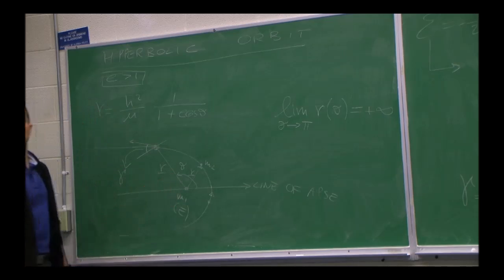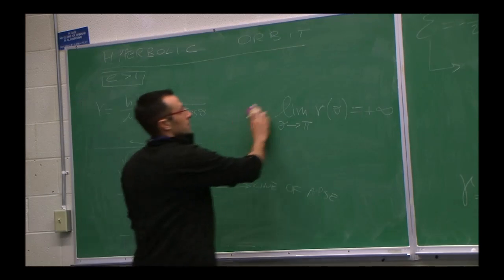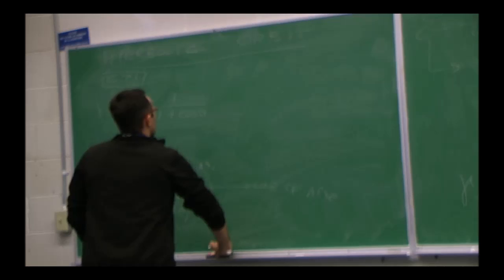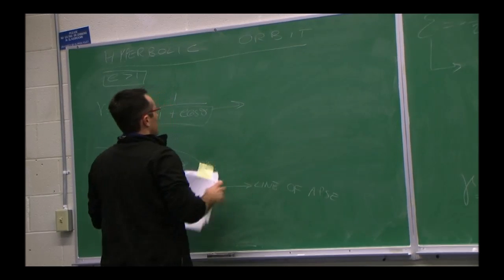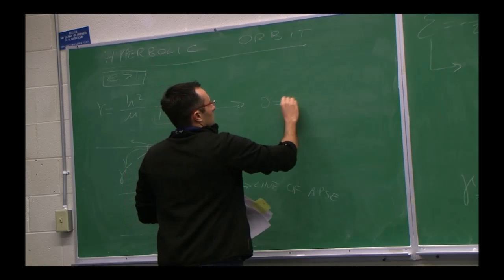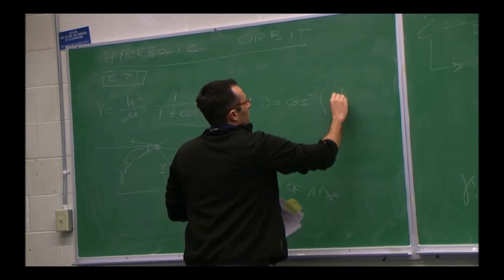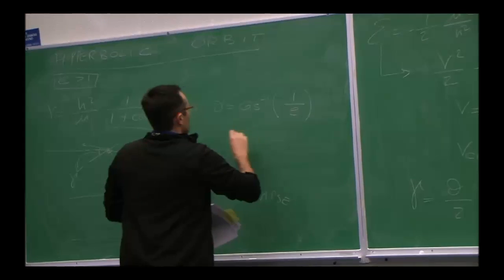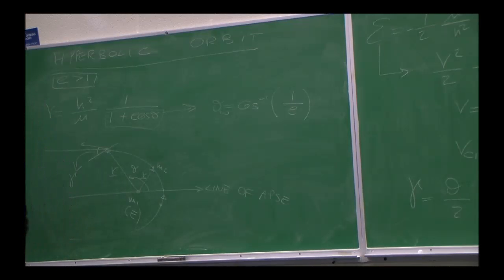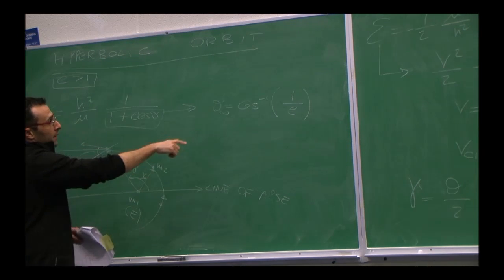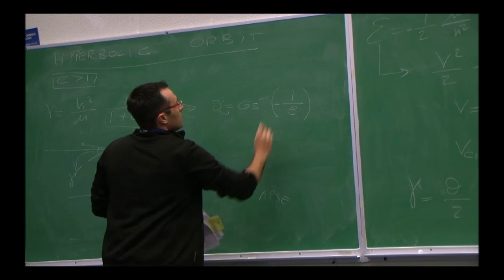Can I erase? Well, I can still use this side. So when does this go to 0? When theta is arc cosine of 1 over E. And so we call this theta infinity because that's the true anomaly where your arc goes to infinity again. Before it was pi, right? Because E was 1. Now it's a little before pi because, I'm sorry, this is a minus here.